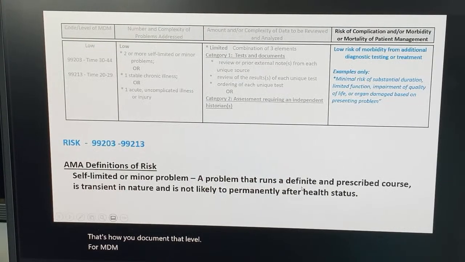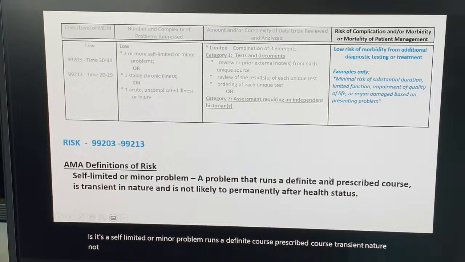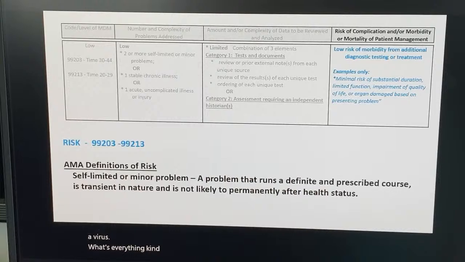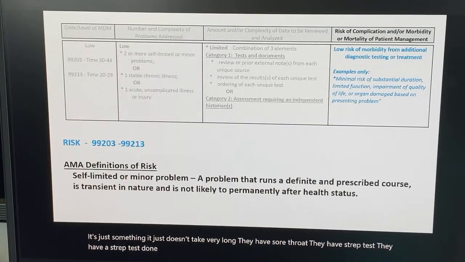Now the risk level for this is it's a self-limited or minor problem, runs a definite course, prescribed course, transient in nature, not likely to cause any type of permanent health status. So we talk about otitis media. They have a virus. What's other things they have? It's just something that just doesn't take very long. They have sore throat. They have strep test. Things are very simple. I see this one used again quite a bit.